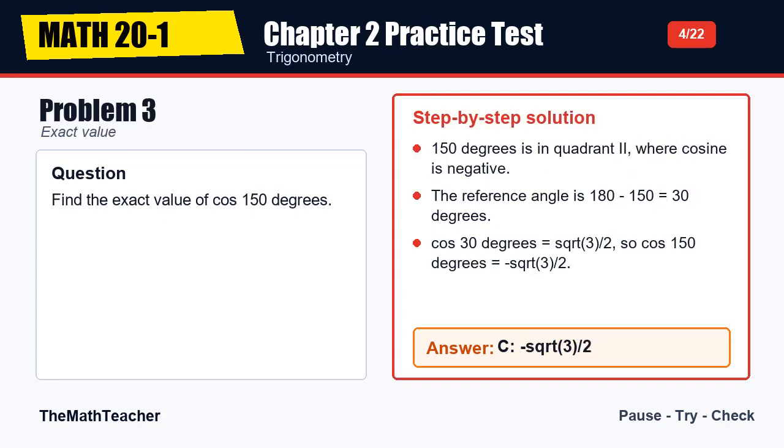The angle 150 degrees is in quadrant 2, where cosine is negative. Its reference angle is 30 degrees. Since cosine 30 degrees is root 3 over 2, cosine 150 degrees is negative root 3 over 2. The answer is C. Problem 4.